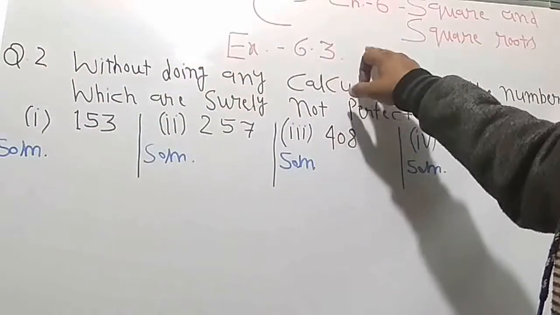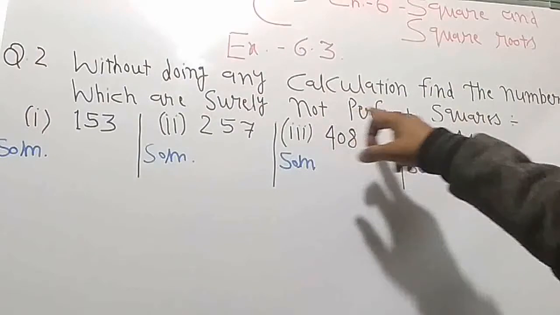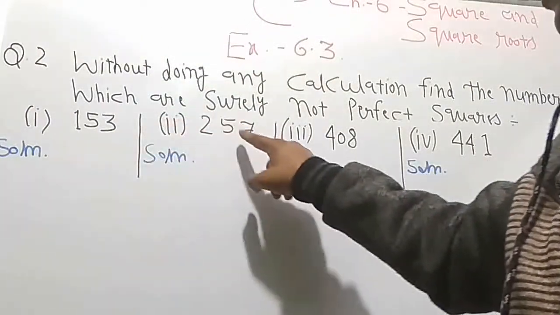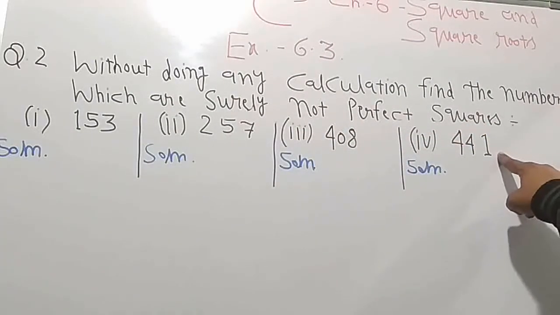Question number 2 of exercise 6.3. Without doing any calculation, find the numbers which are surely not perfect squares. The first part is 153, second is 257, third is 408, and the fourth part is 441.